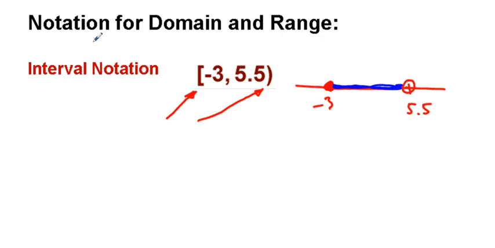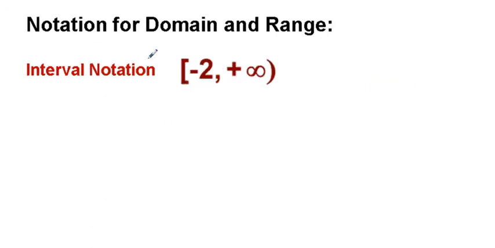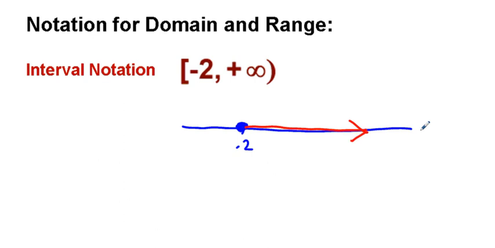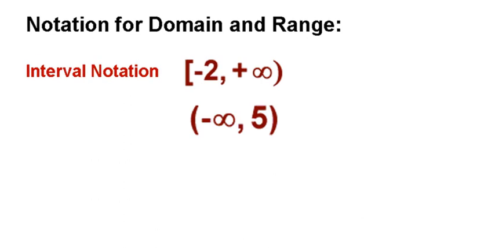Fluency between the different types of notations will be helpful. Interval notation, greater than or equal to -2, less than infinity. Again, the number line is going to look like this. We have -2, and since we're greater than or equal to, we have our point, and we go to the right toward infinity. That's what it looks like graphically. Let's go on to the next one.